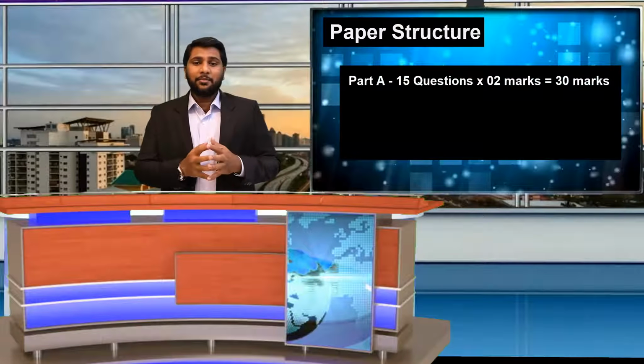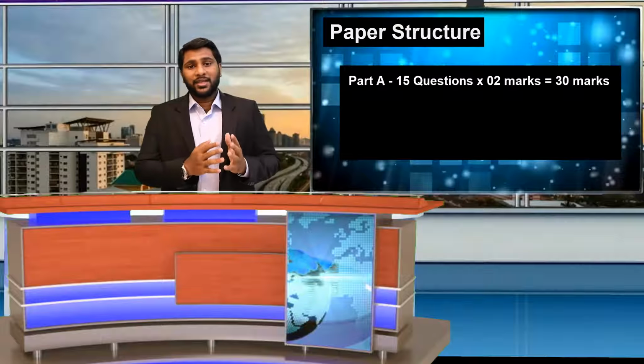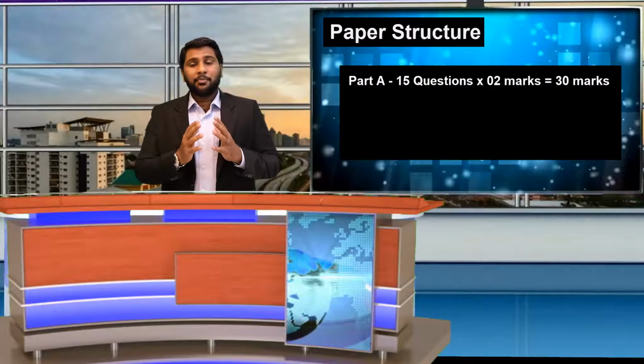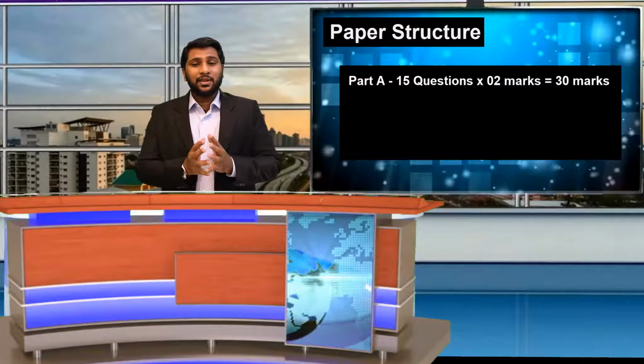If you take the Financial Management paper, there are three areas: Part A, Part B and Part C. If you take Part A, you have 15 OTQ and MCQ type questions. For each question, you will be getting 2 marks. So for 15 questions, 2 marks each, from Part A your 30 marks will be covered.